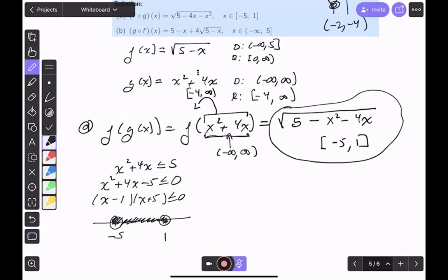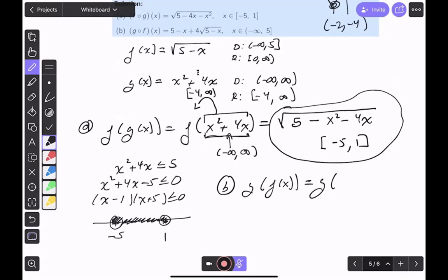Again, I can't tell you enough times. Please look at the answer key to verify that what we're saying is correct. All right, so where they have 5 minus x squared minus 4x, a little different order, by the way, minus 5 to 1. Let's do the next one, which is b. And what's b? B is g of f of x. I'll write this down for you.